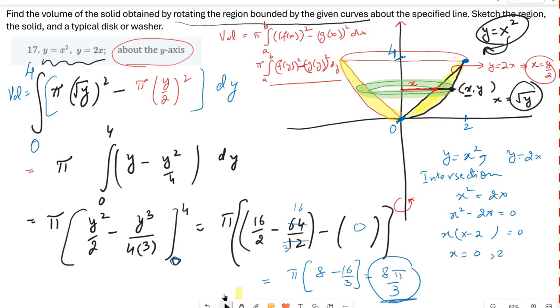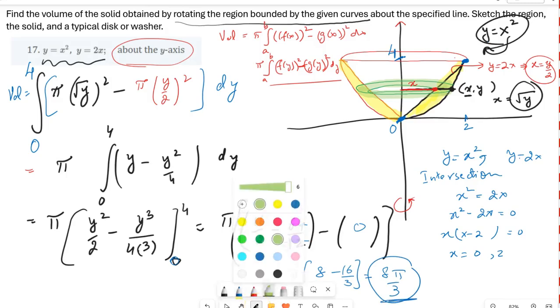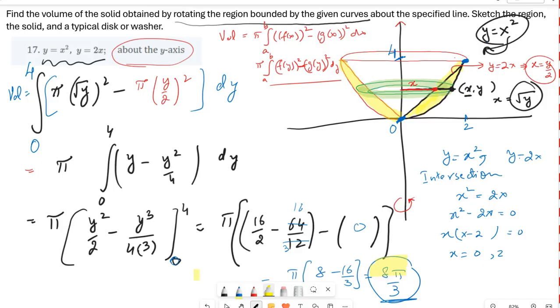So this is your final answer, the volume of your solid, which is created by rotating the region bounded by these two curves around the y-axis.